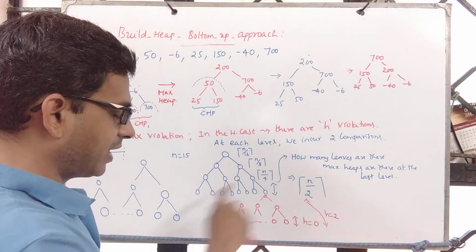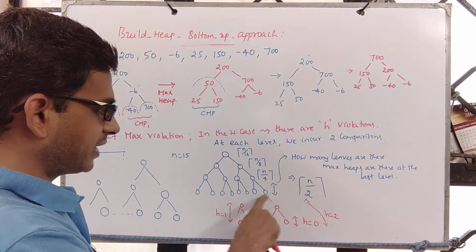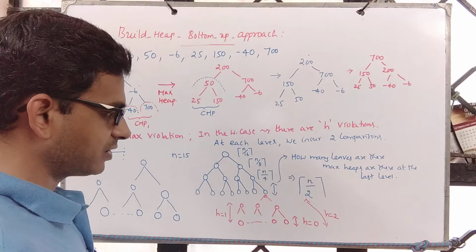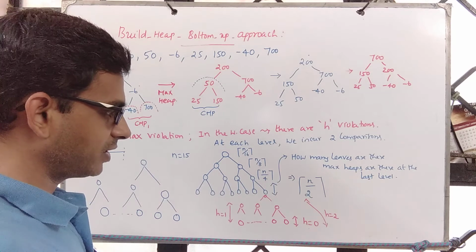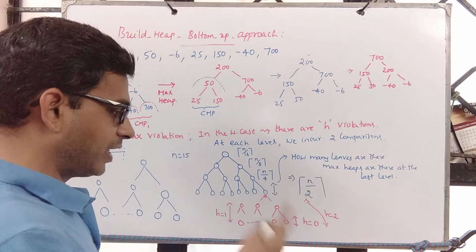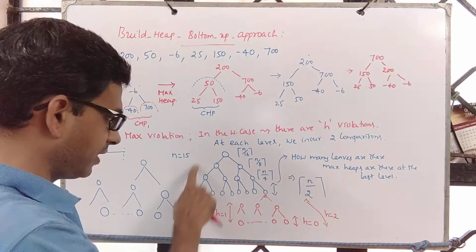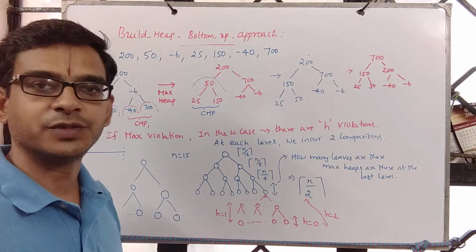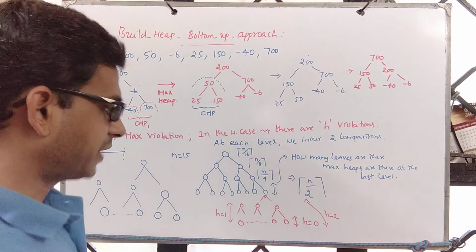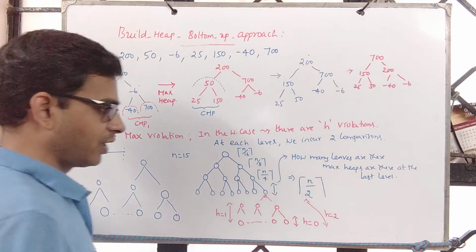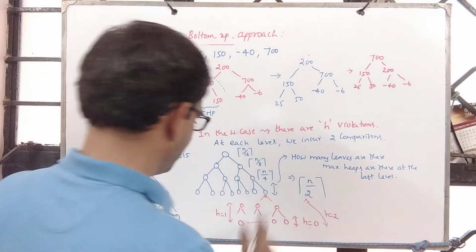Then we go one level up. And how many nodes are there? This many nodes are there, and the cost of comparison is 2. And how many times do we do that? We do that with respect to the height, or 2 times we do that. So which is why I brought the height into the picture. So now you can rewrite this.